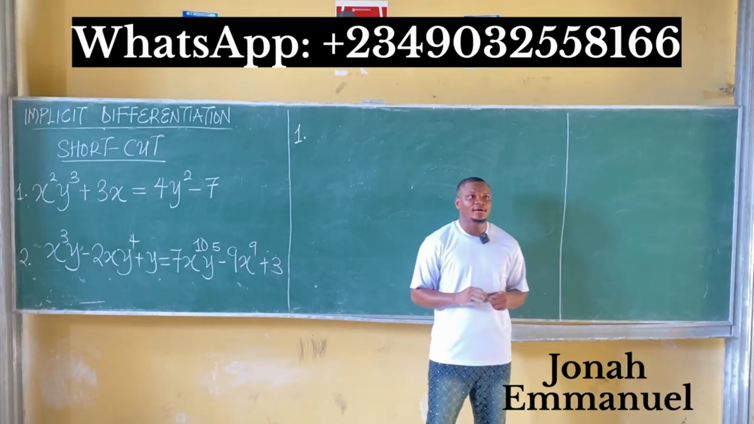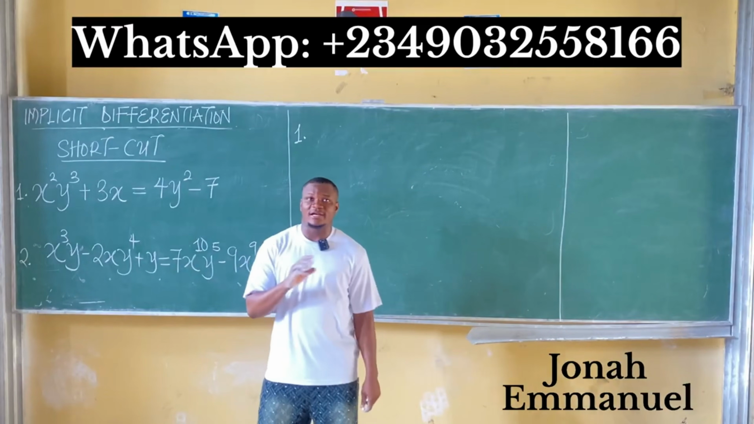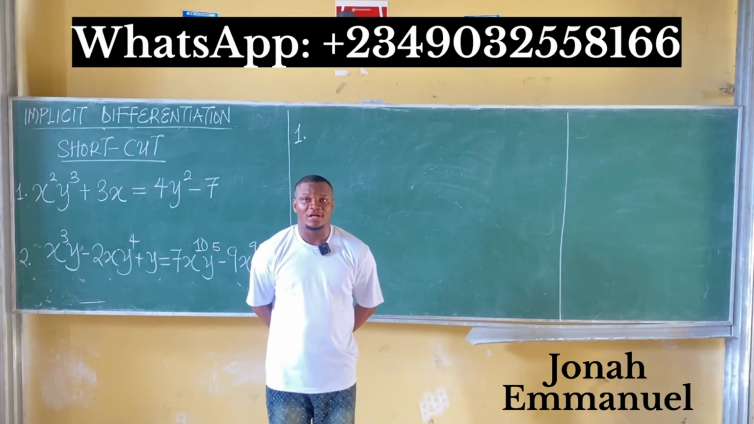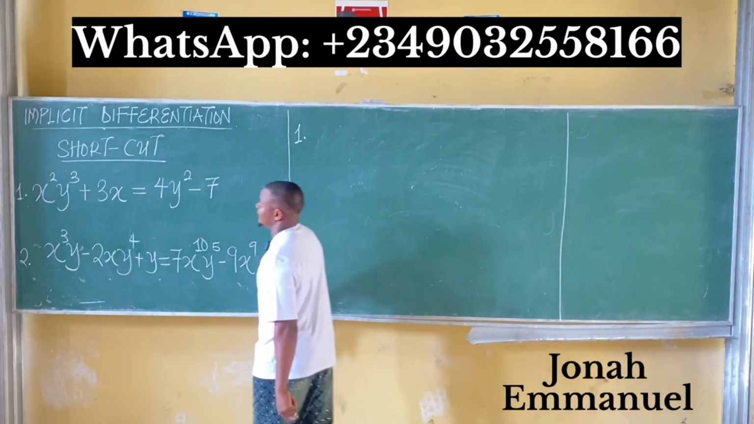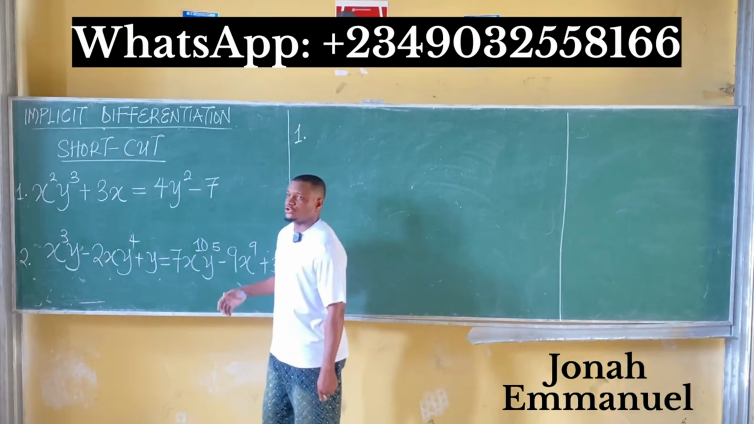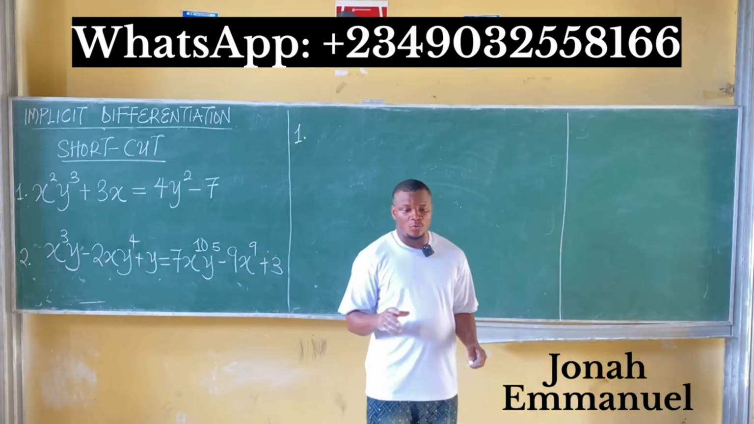Please listen. If you give me this question, I would look at the question and tell you the final answer without moving an inch. So how do I do it? Let's look at the implicit differentiation shortcut. I'm using the shortcut to answer this question and this question. How does the shortcut work?